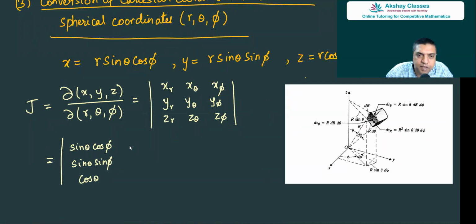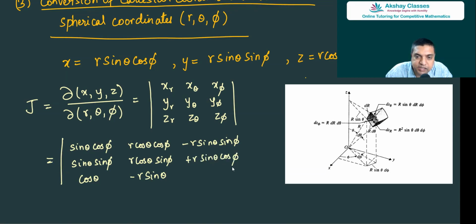And then here we get r cos theta, cos phi, r cos theta, sine phi, and minus r sine theta, sorry. And here differentiating with respect to phi, minus r sine theta sine phi, then plus r sine theta cos phi, and 0.